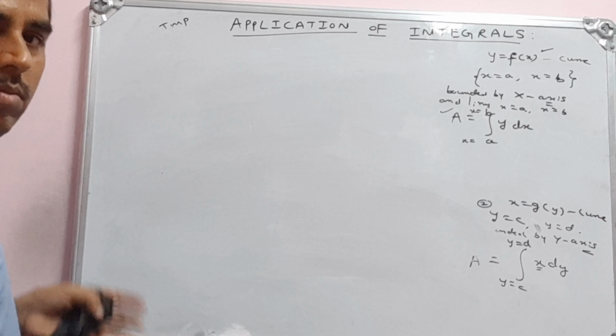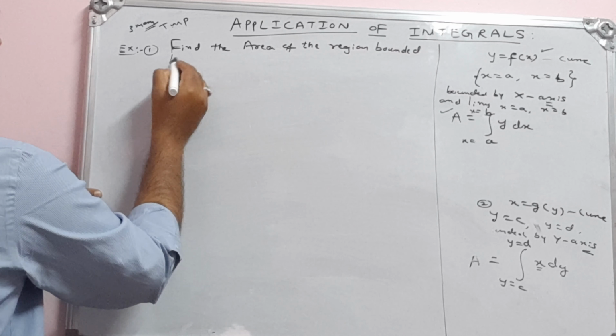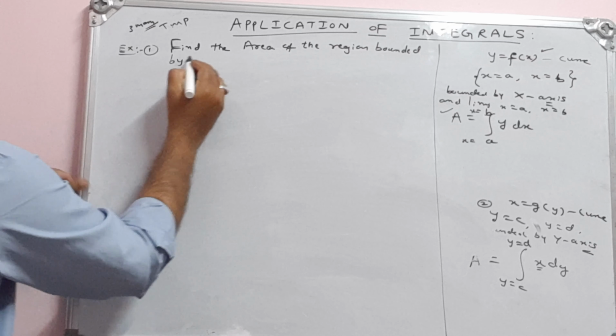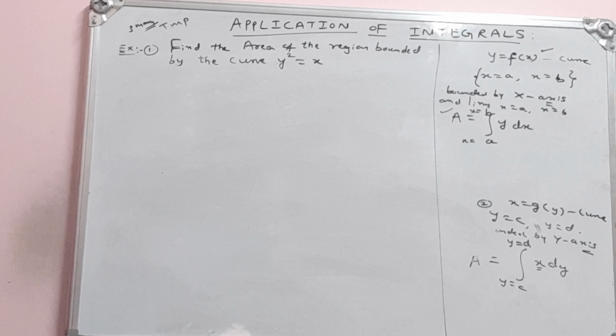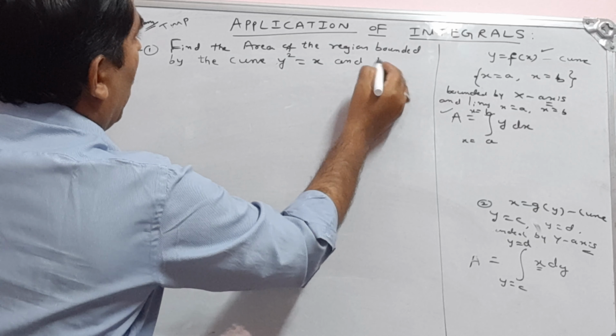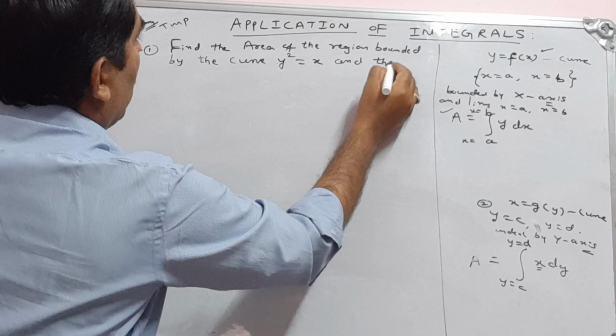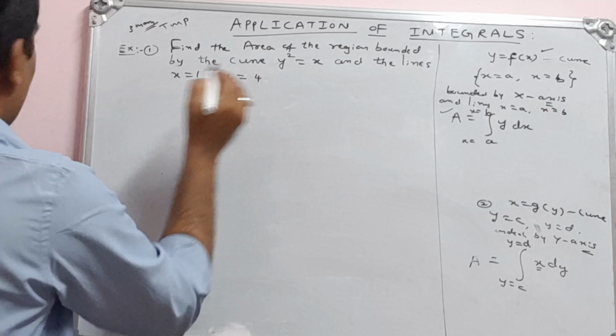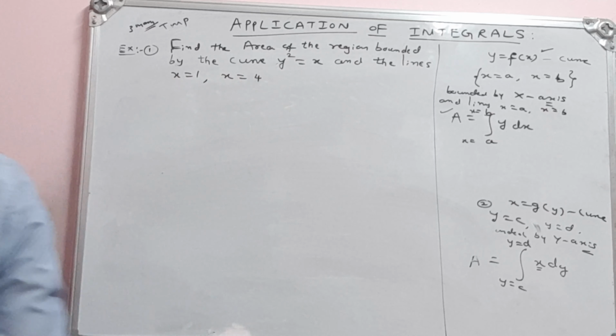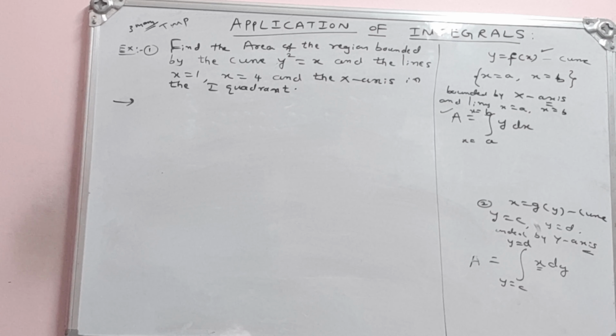Find the area of the region bounded by the curve y square is equal to x, and the lines x is equal to 1, x is equal to 4, and the x-axis in the first quadrant. Very simple and very easy problem.